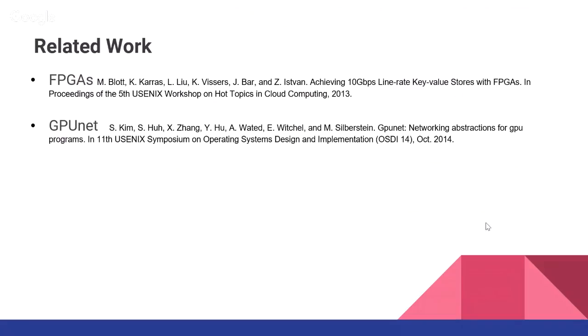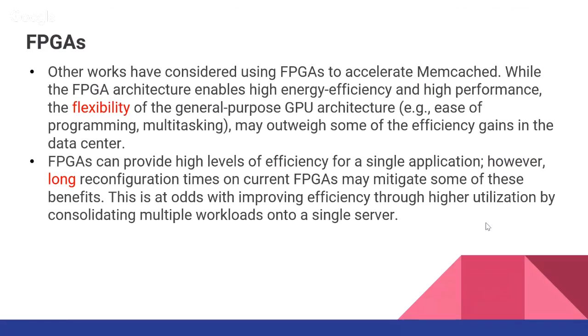Now, the following are related works and incremental solutions, FPGAs and GPUnet. The first solution is FPGAs. Other works have considered using them because of how well they accelerate Memcached. While the FPGA architecture enables high energy efficiency and high performance, the flexibility of the general purpose GPU architecture may outweigh some of the efficiency gains in the data center.